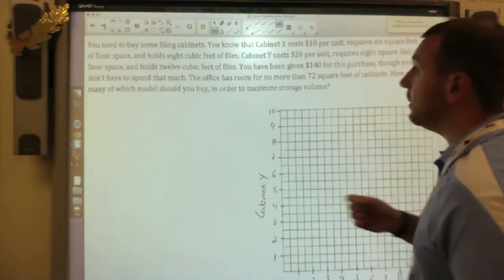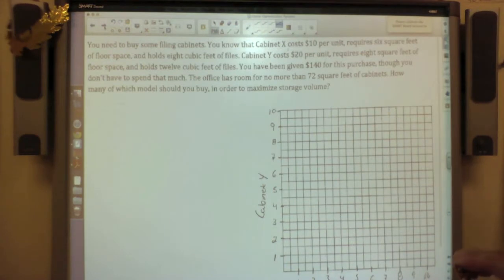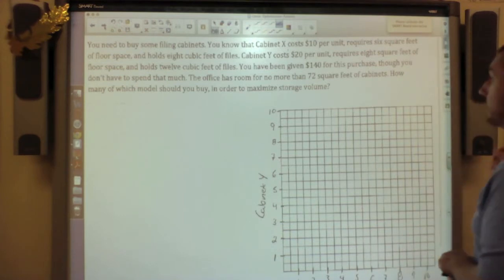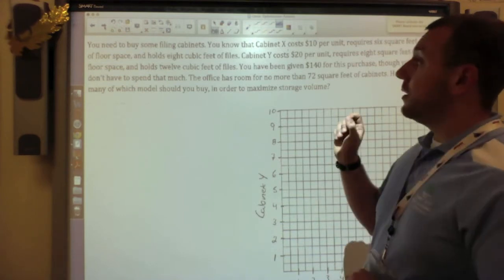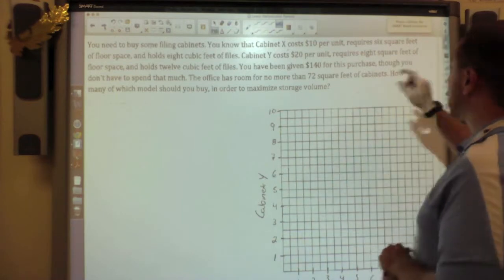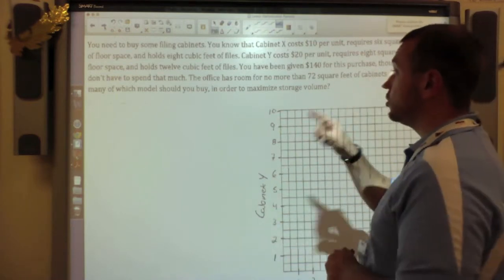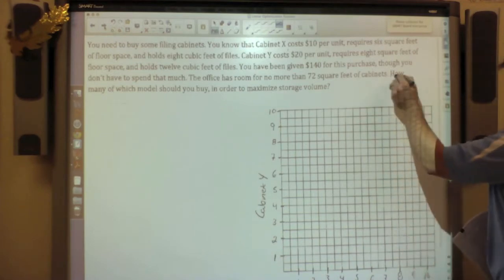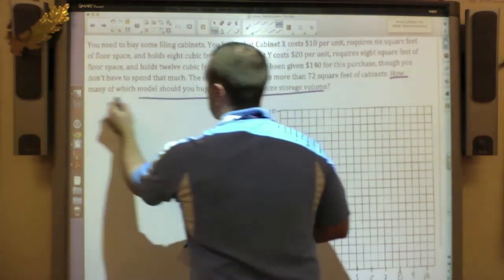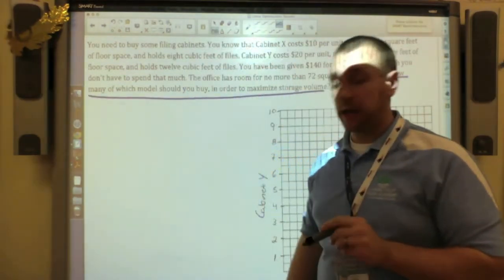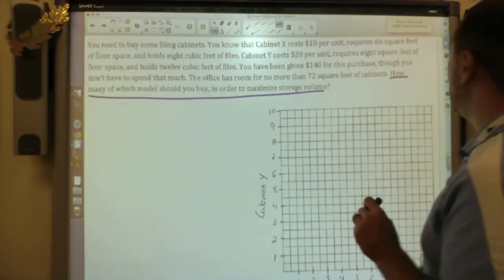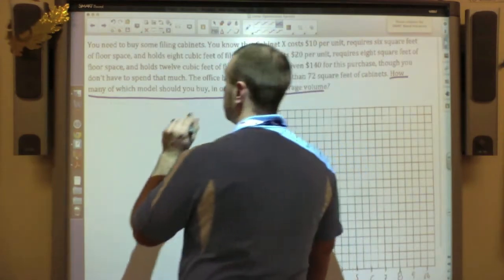All of those are statements. You have been given $140 for this purchase, so you don't have to spend that much. The office has room for no more than 72 square feet of cabinets. Okay, those are all statements. How many of which model should you buy in order to maximize volume storage? All right, that is my question. Okay, and that is what I'm trying to figure out. How many of which model?